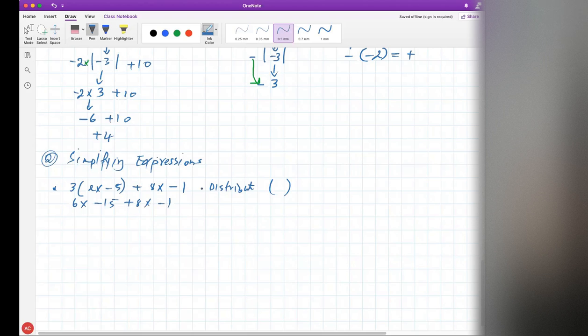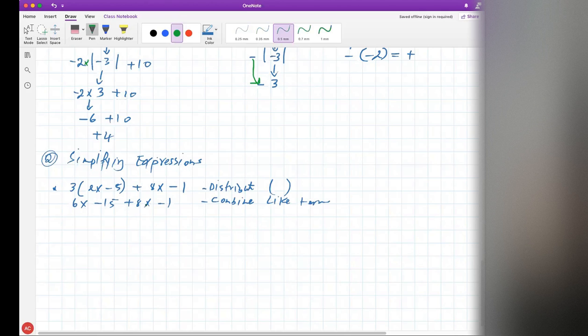So we know that the parentheses are gone. So next step, you can add 6x and 8x, right? That's right. So now we can combine what we call like terms. So that's 14x, and minus 15. Correct.